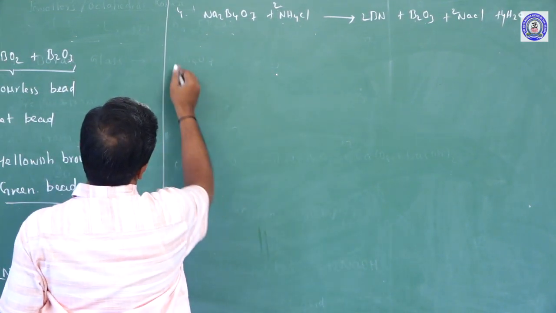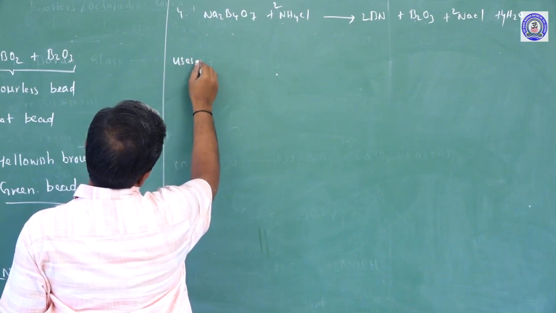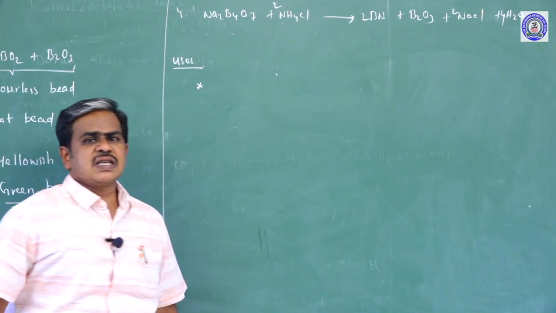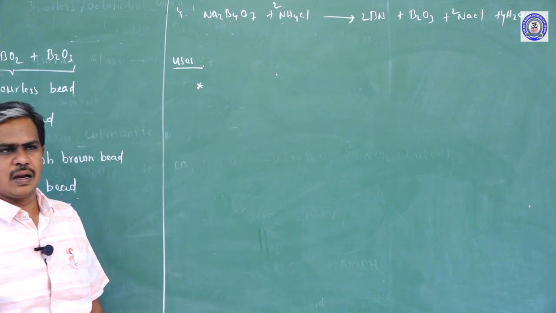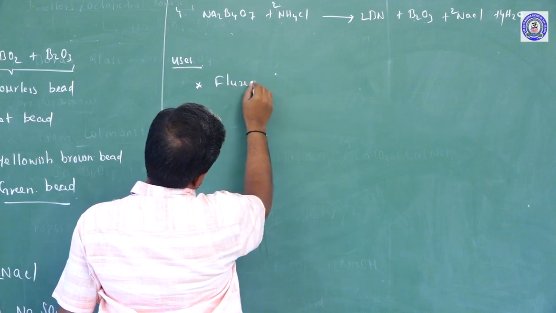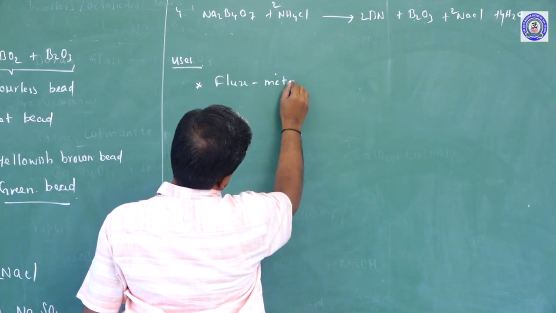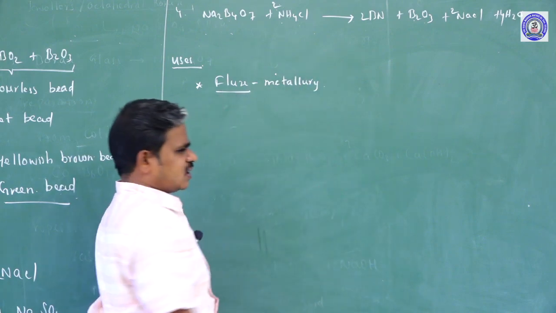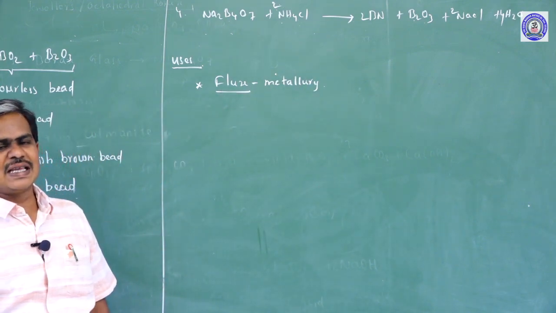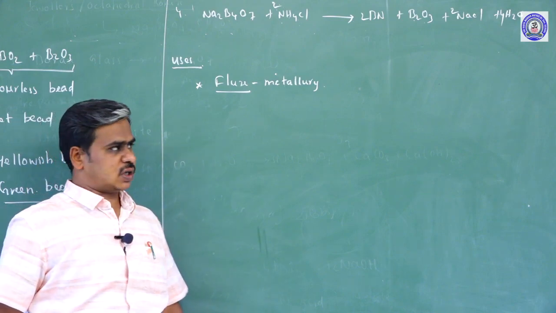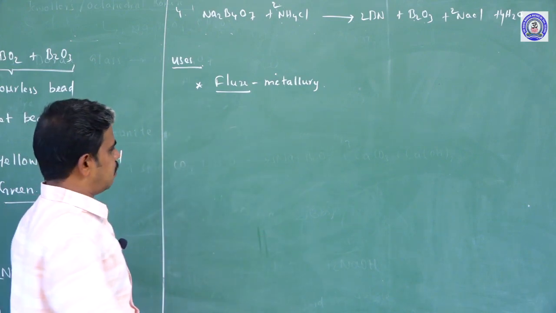Then what are the uses of borax? The first use is as a flux in metallurgy. What is flux? Flux is the component to decrease the fusion temperature. So it is used as a flux in metallurgy.